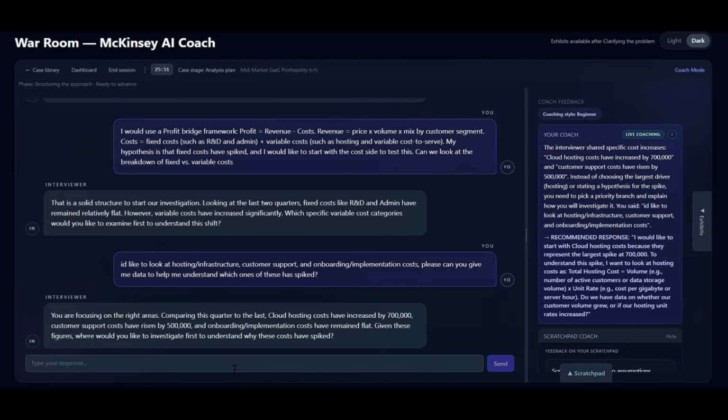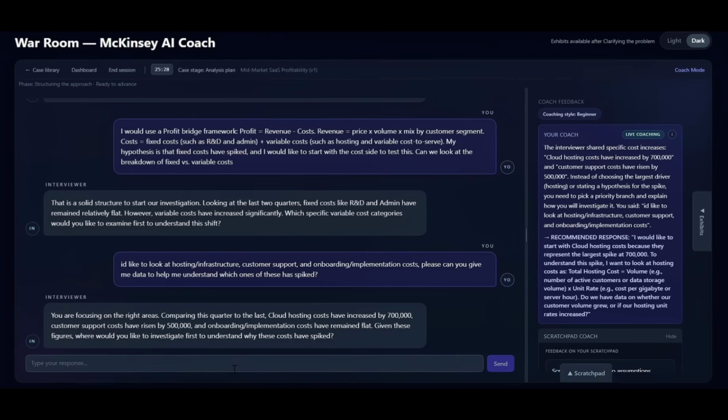Our coach tells us that comparing this quarter to last, our company's hosting costs have increased by $700,000, while customer support costs have risen by $500,000, and onboarding costs have remained flat. So given these figures, where would we like to investigate first to understand why these costs have spiked?